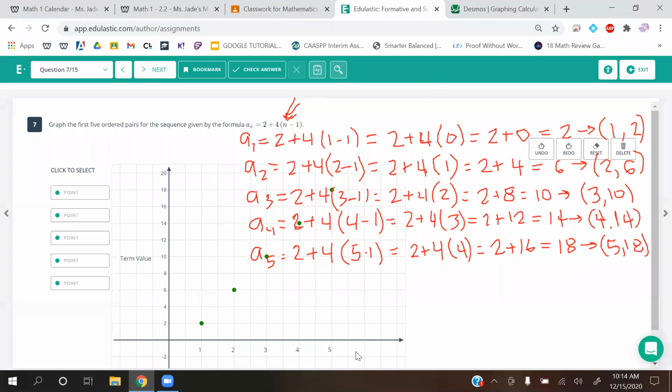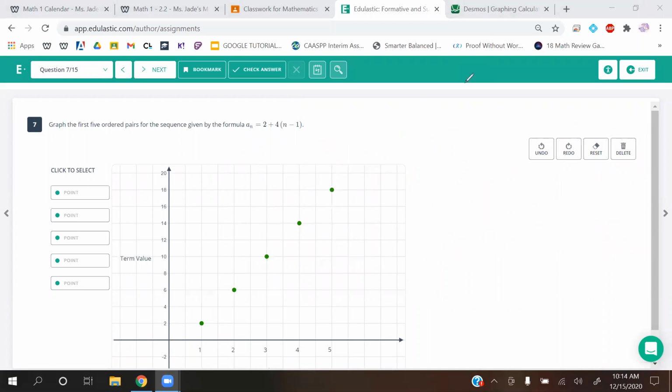Let's go to the next one. Oh, wait, I have to annotate and clear all drawings, because otherwise we'll just stay there. All right, now I'm going to go to the next one.